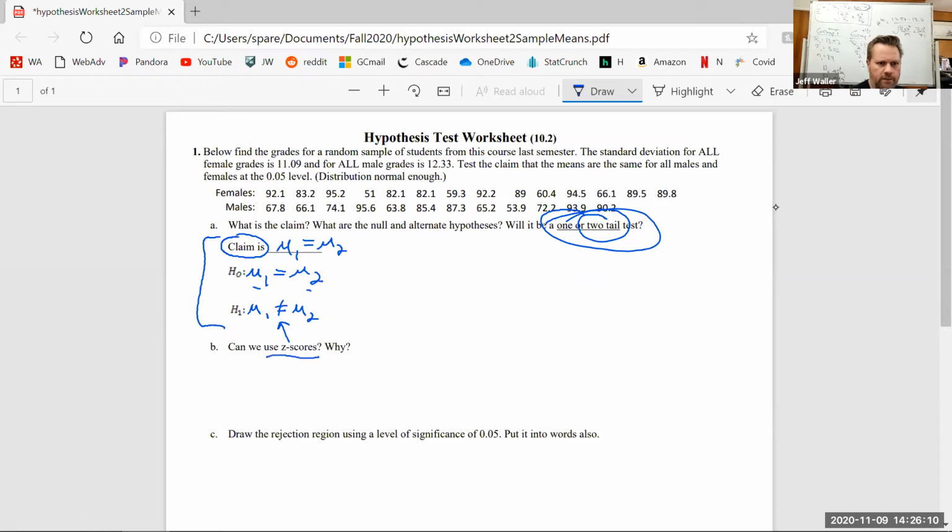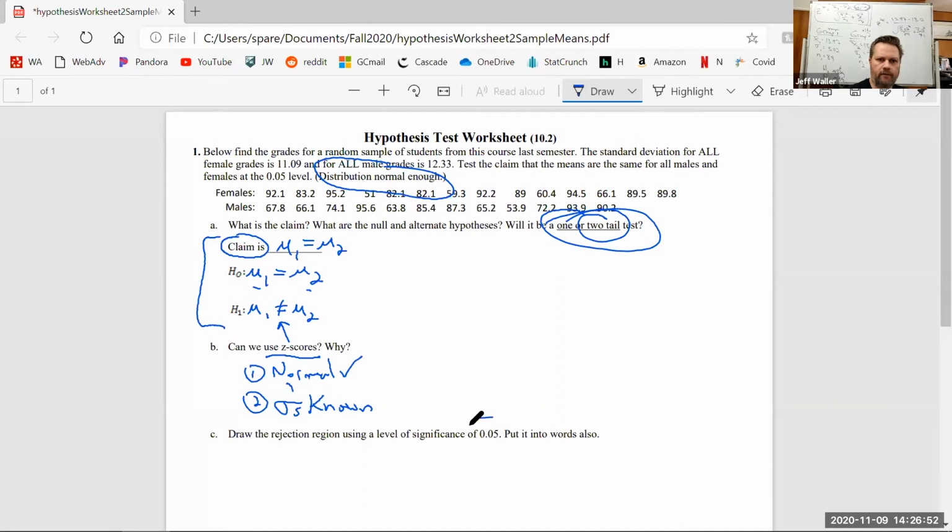Are we allowed to use z-scores? Yes. Why? It says the distribution is normal enough. Great. Normal enough. Check. And we have sigma. Sigma is known. Each of the sigmas, let's say, are known. Great. All right, let me stop for a minute.